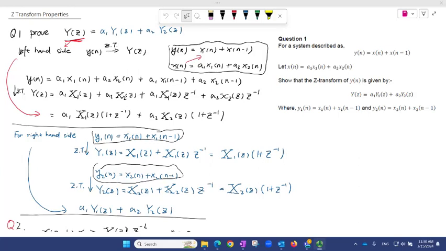Okay, so this week we're going to look at the z-transform property. All right, so I think it's pretty straightforward, so I'll probably just quickly go through my solution.